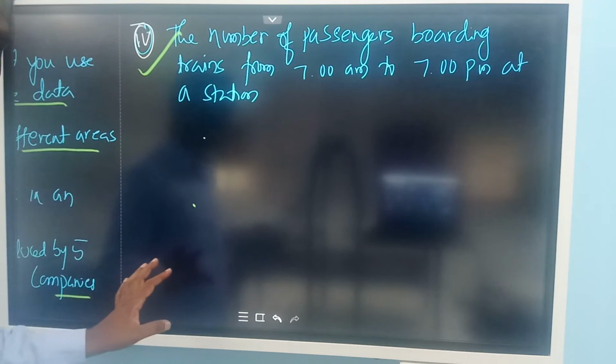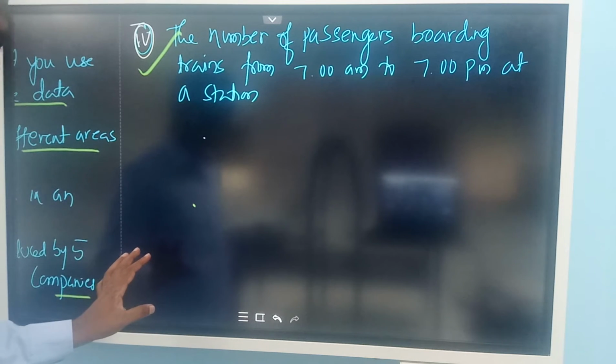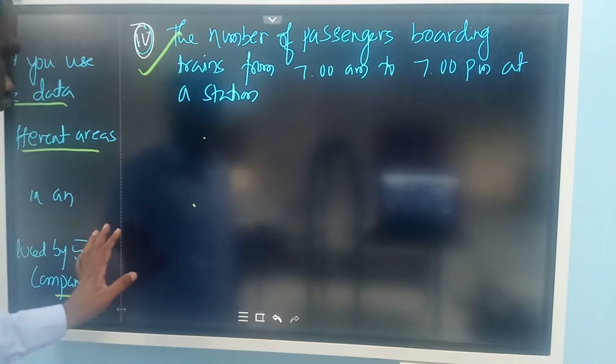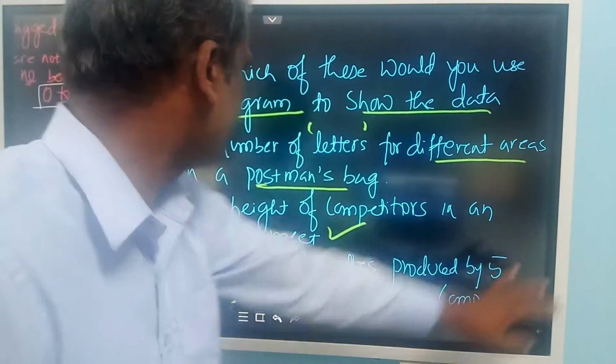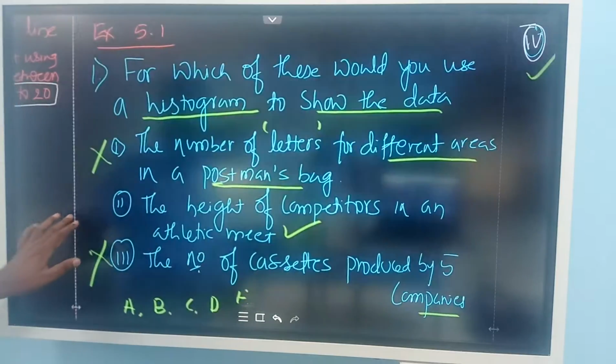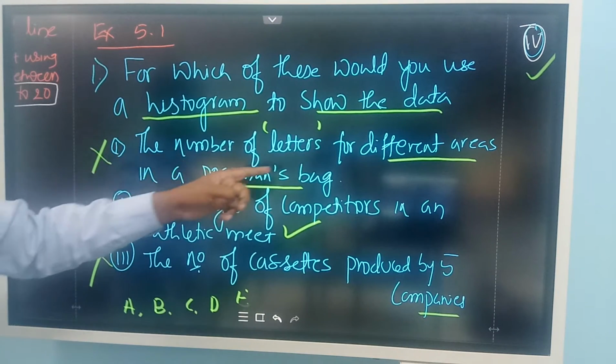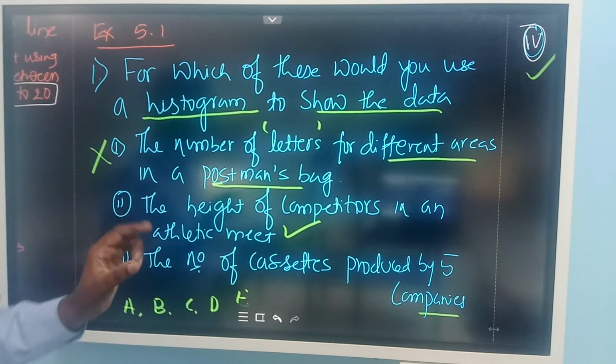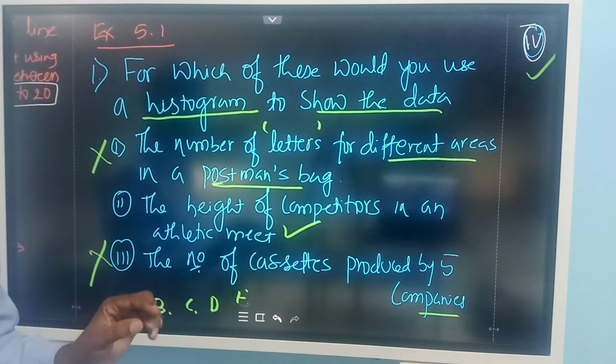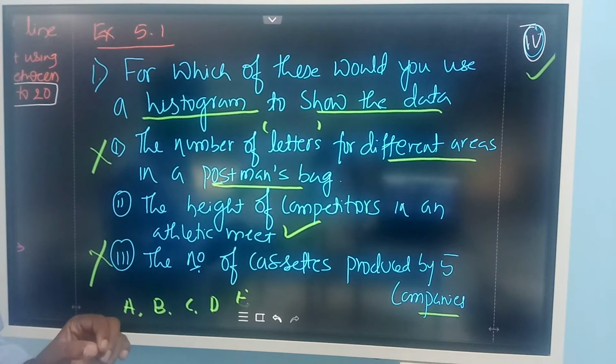I think all of you have understood this? Sir, can you show the last slide? So the last slide you can see here once again. Example 1: letters to different areas. Areas means different villages: village A, village B, village C. So you cannot make groups. Therefore this is a bar graph.